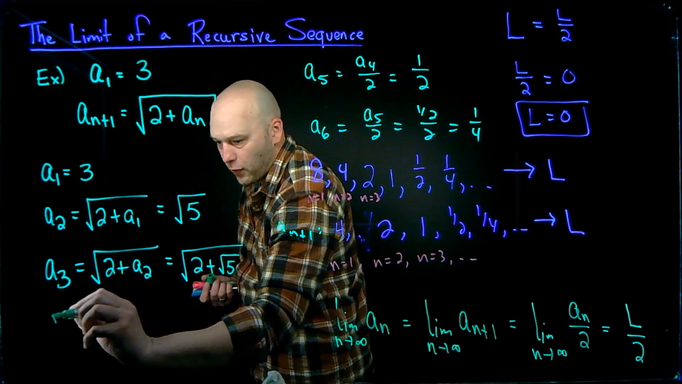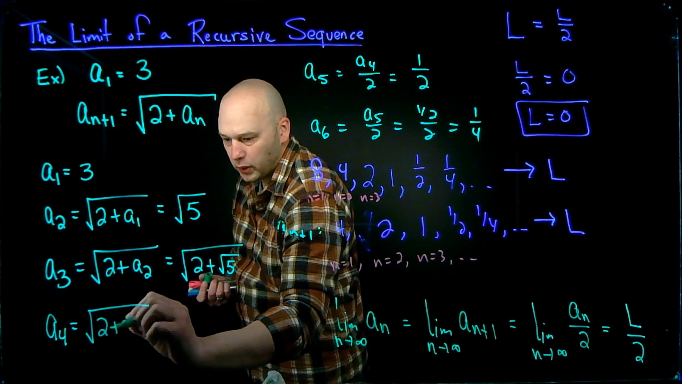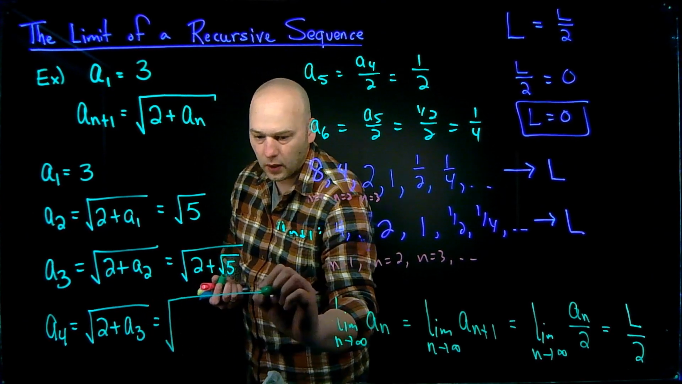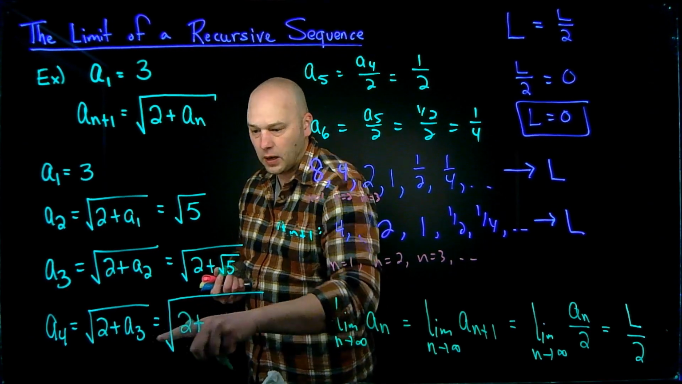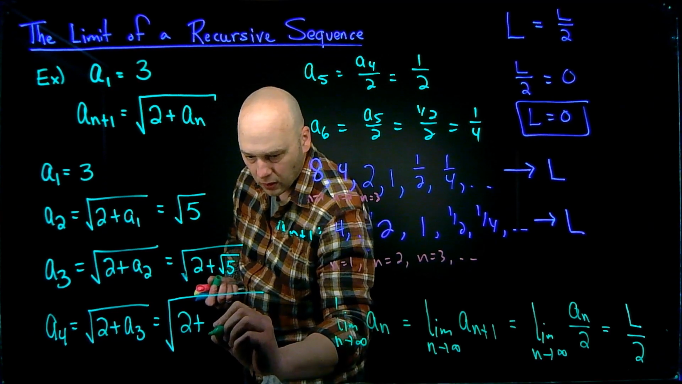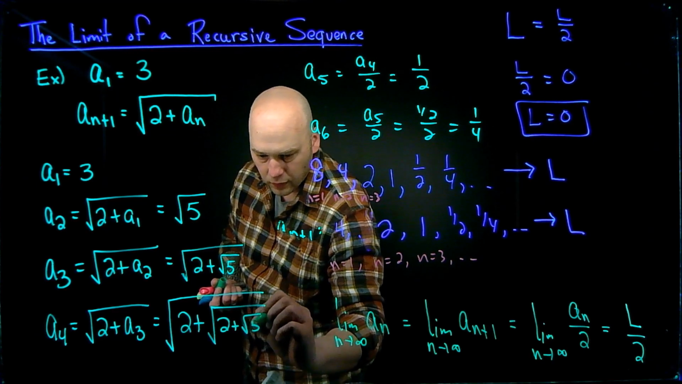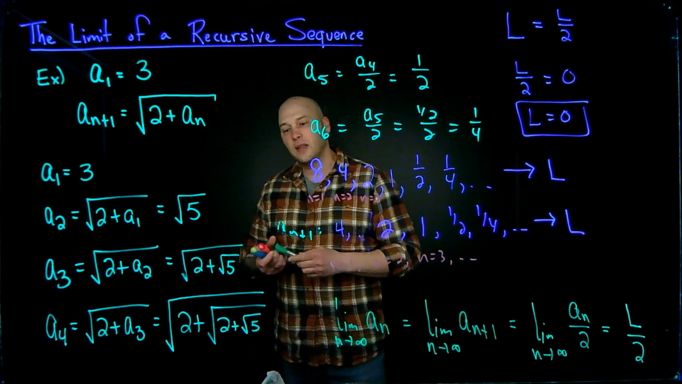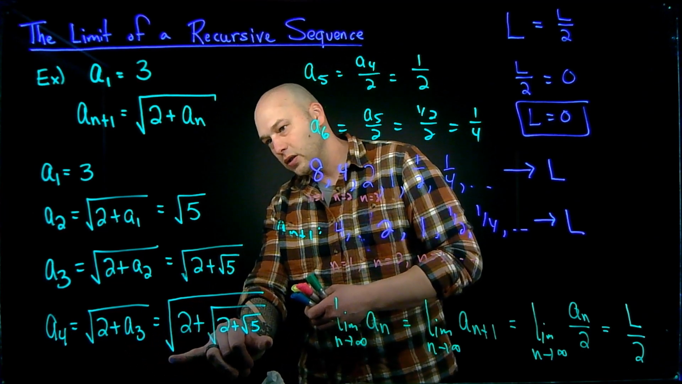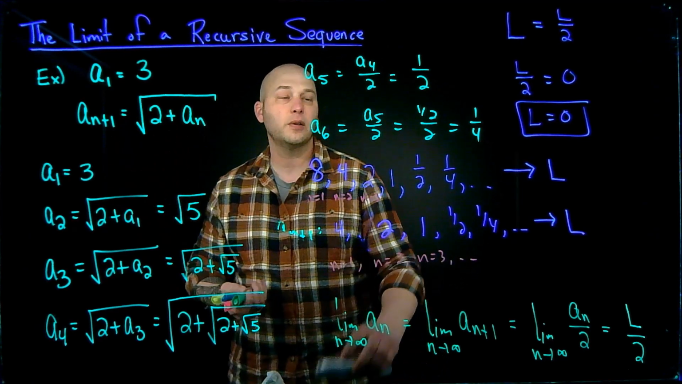And then a4, again, is the square root of 2 plus the previous term, which is the square root of 2 plus, now remember the previous term is this, so therefore I'm going to stick this right here, so the square root of 2 plus the square root of 5. And you can see essentially that what's happening is each successive term here is just getting embedded into this radical. So we come up with this sequence of nested radicals.